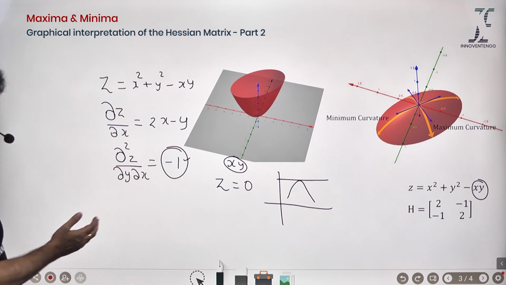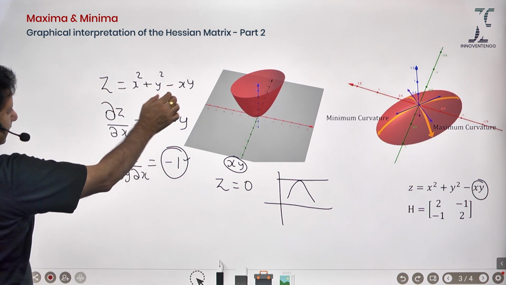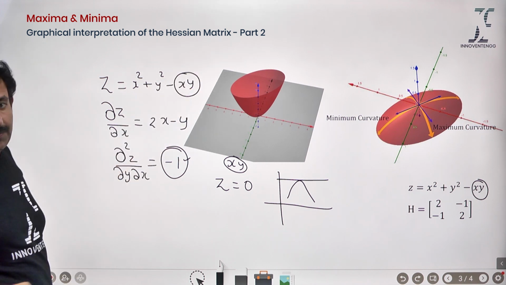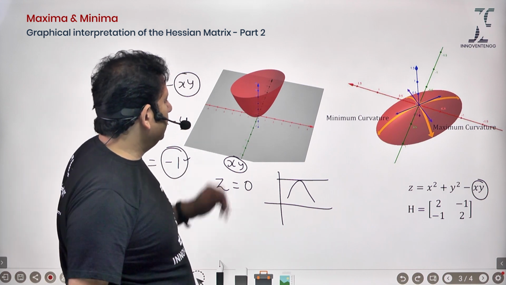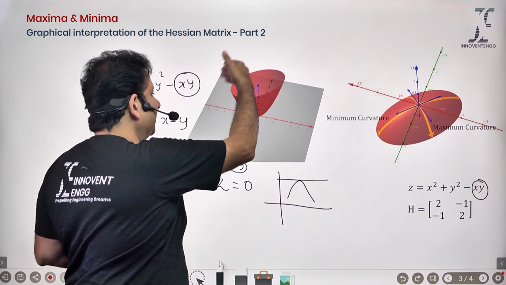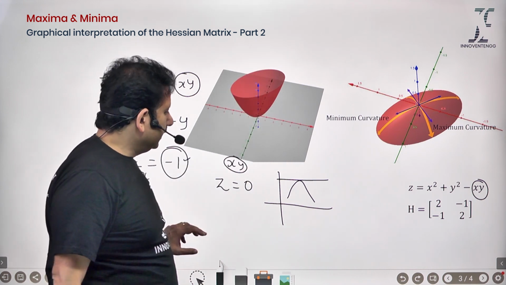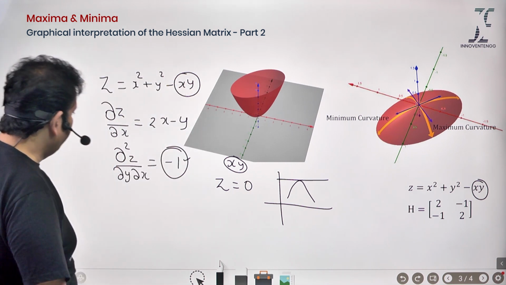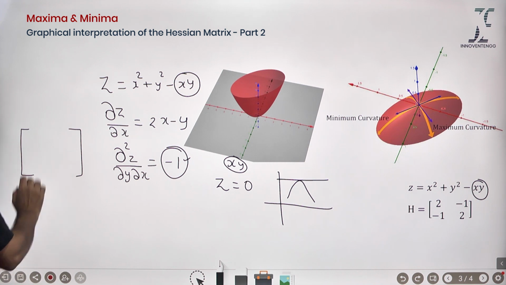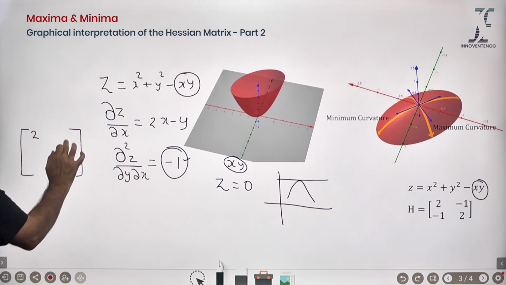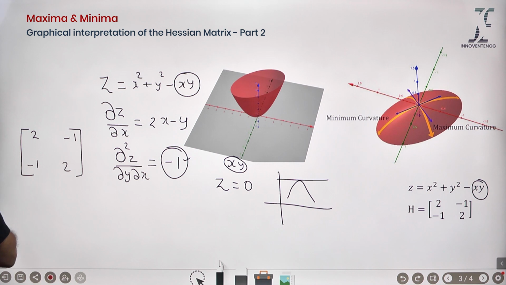So earlier the same function we considered, but this term was missing. But this time we have deliberately added this term, and you can see the new convex bowl whose level curve is an ellipse, and the Hessian matrix would now become, because of the mixed derivatives which were 0 in the earlier case, 2, 2, minus 1, minus 1.